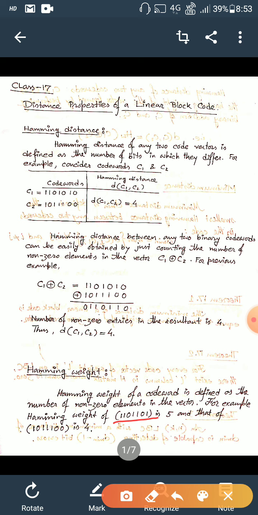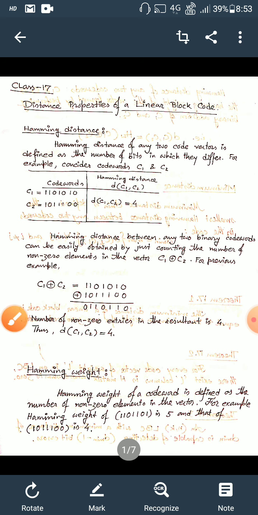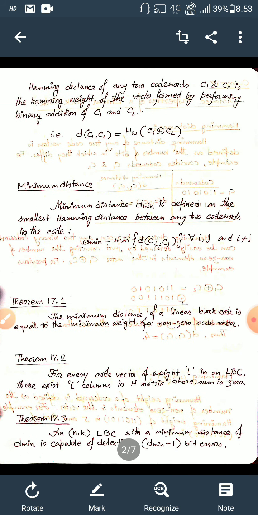If you consider this one, 10111100, how many 1s are there? The total number of 1s is 4. So 4 is the Hamming weight for this code. So you only have to count, for each individual code, how many 1s are there. In that way you can identify the Hamming weight for that particular code.